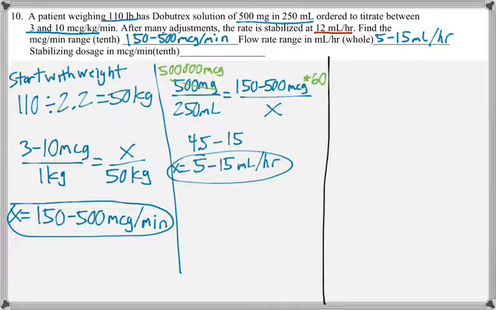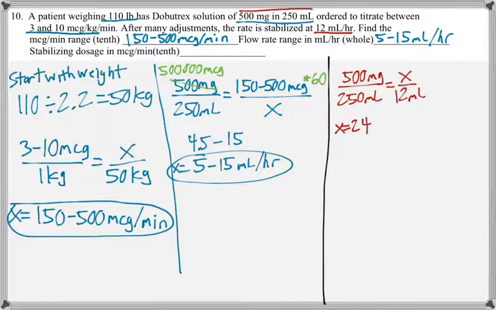So the backwards direction, we're starting out with the 12 mLs per hour, and we're using that in a proportion with the solution strength. So 12 times 500 divided by 250, and we get 24 milligrams per hour.